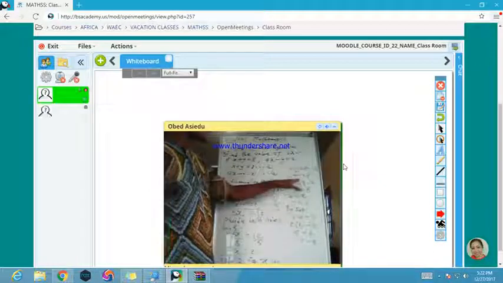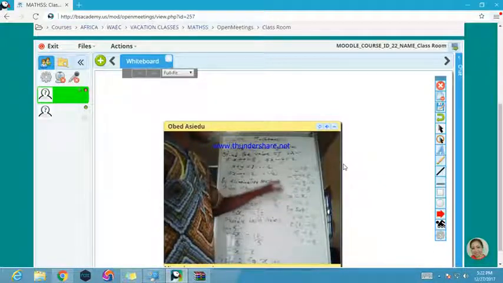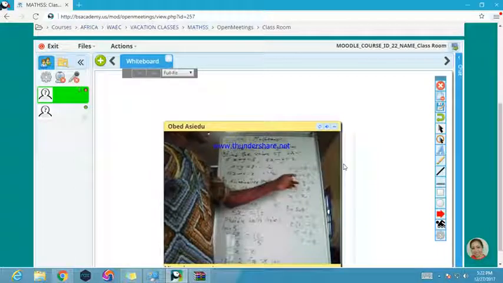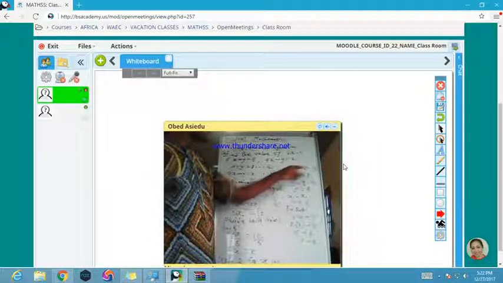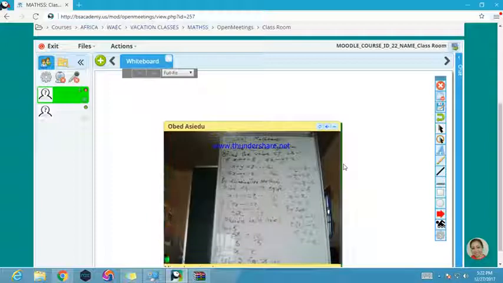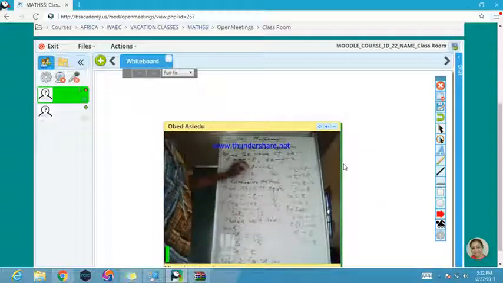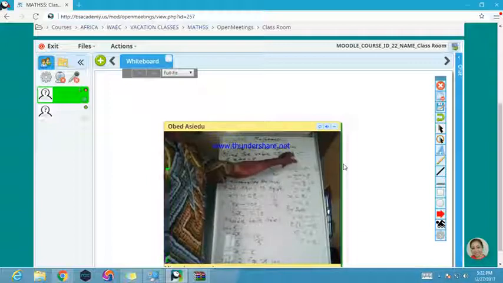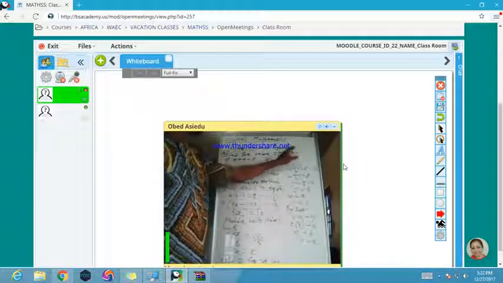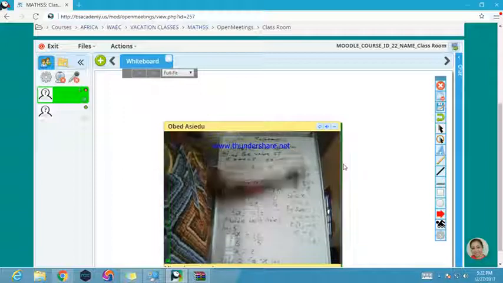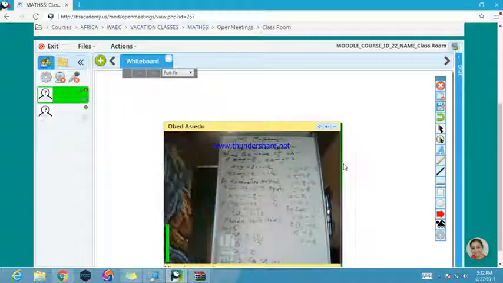We did our substitution, and now y equals 8 minus 2, so y equals 6. So x is 2, y is 6. The question is to find the value of 2x minus y. So you put 2 here, 2 times 2 gives us 4, and y is there, so minus 6 gives us minus 2.